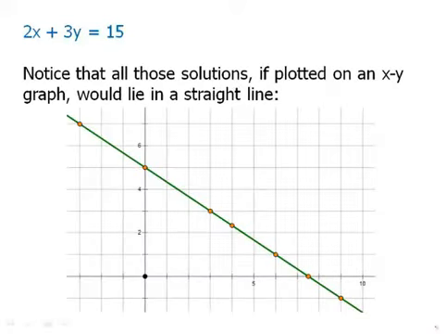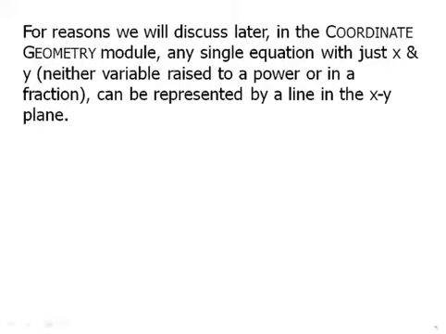Notice all those solutions, if plotted on an xy graph, would lie on a straight line. So all the 7 solutions that we mentioned, those are the 7 dots on this diagram, and they all lie on a straight line. Now, for reasons we will discuss later in the coordinate geometry module, any single equation with just x and y, neither variable raised to a power or in a fraction, can be represented by a line in the xy plane. So right now, you don't need to worry about graphing those. You don't need to worry about how you would find the slope of the line or any of that. All you need to do is just have that idea, just that association that an equation with x and y is represented by a line. That's all you need to know for this discussion here.